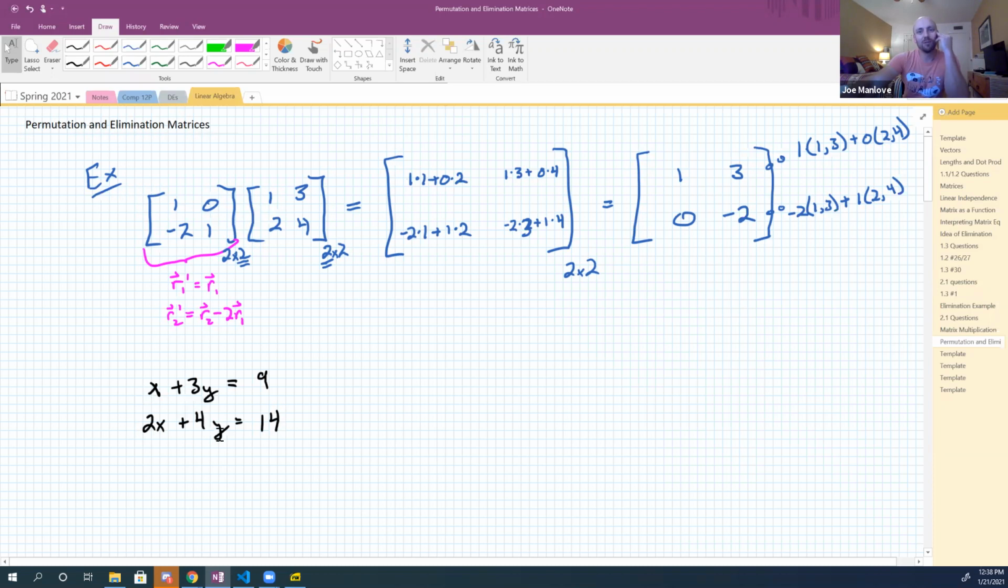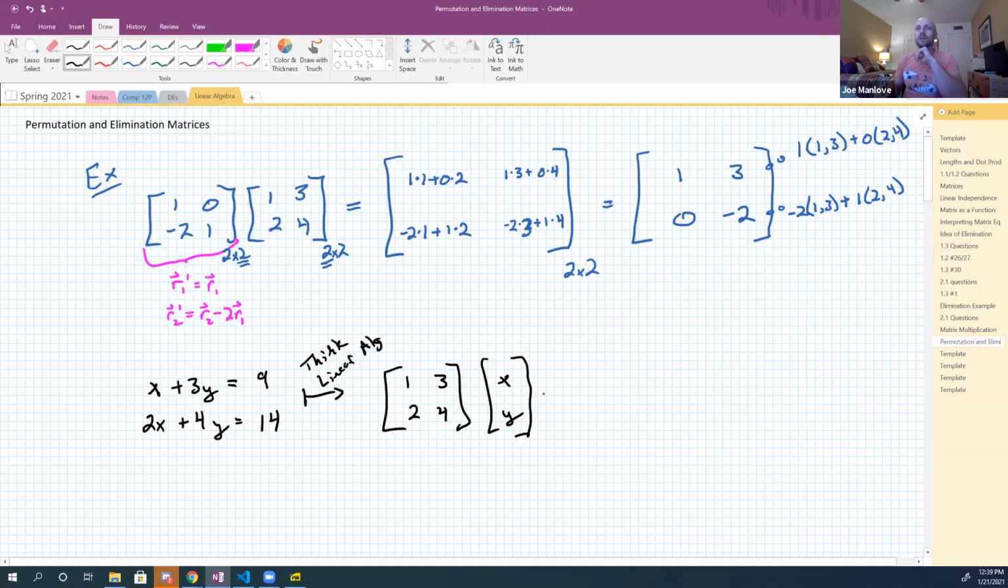Dealing with the x's and the y's is kind of annoying, which is really the primary reason for doing this. So my first thing I'm going to do is take that thing and turn it into a matrix system. So we're going to think linear algebra at this. If I think linear algebra at this thing, I get this matrix 1, 3, 2, 4 times this vector x, y. And that's going to equal this vector 9, 14.